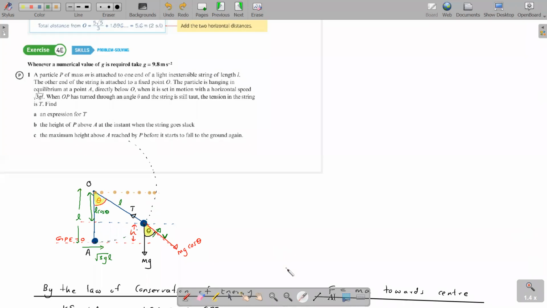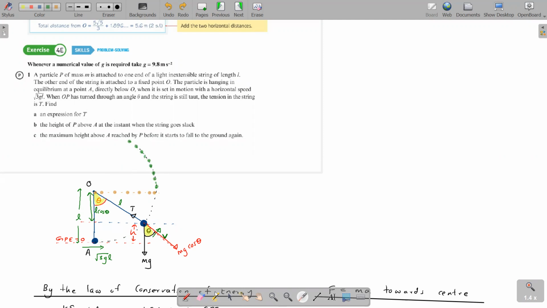If the string becomes slack, you need to understand it will become slack after it passes the horizontal, meaning when it goes up over here. Anywhere over in these kinds of paths, yes, the string has the potential to go slack, because the weight is acting down and the tension is acting over here. So the string could go slack. That's what I wanted you to understand.